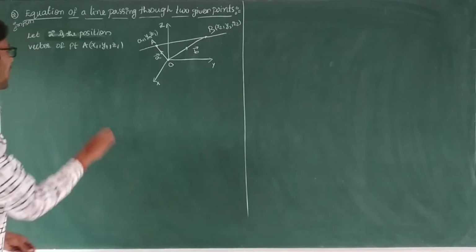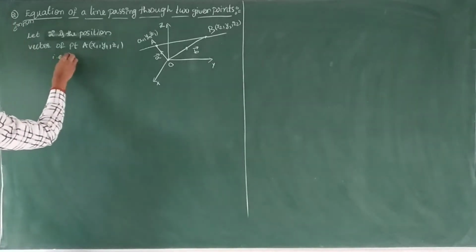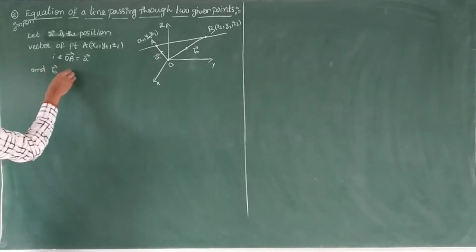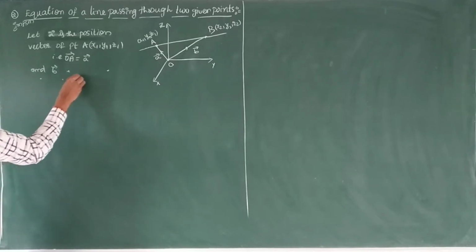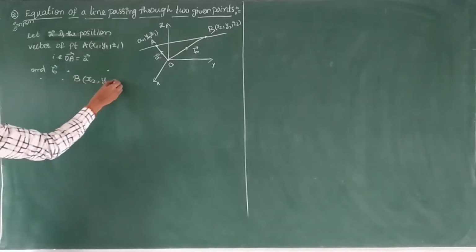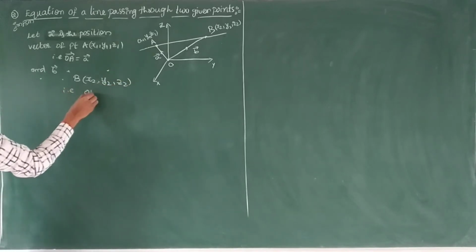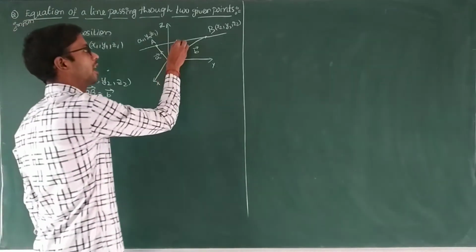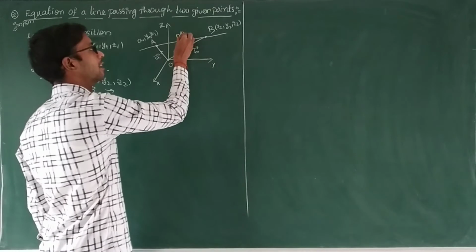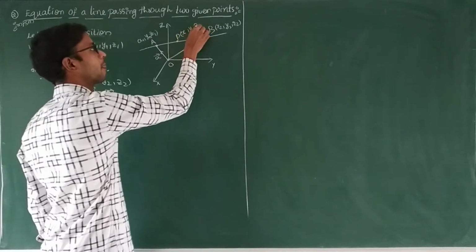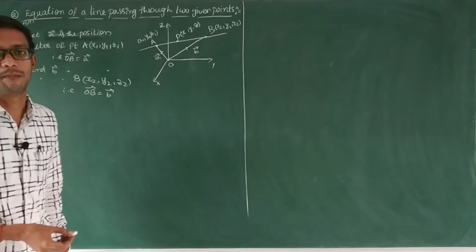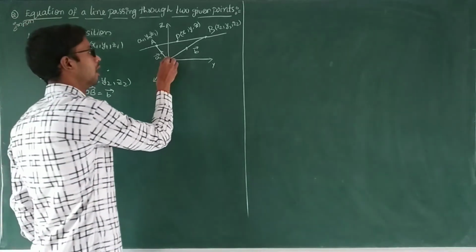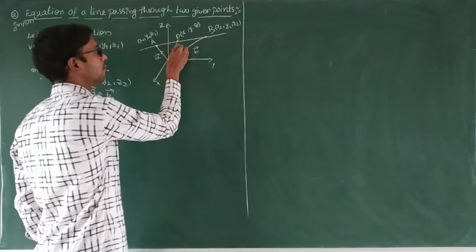The position vector of point A, that is OA bar, is equal to A bar, and B bar is the position vector of point B, (x2, y2, z2), that is OB bar is equal to B bar. Next step, I am taking one more point P (x, y, z). P is any arbitrary point that lies on the line.